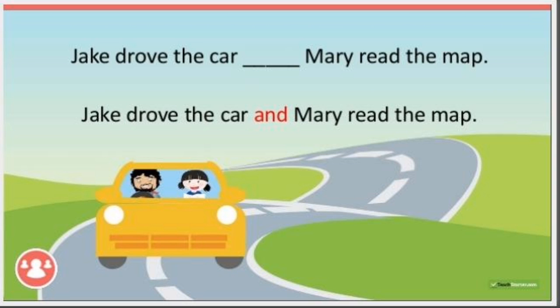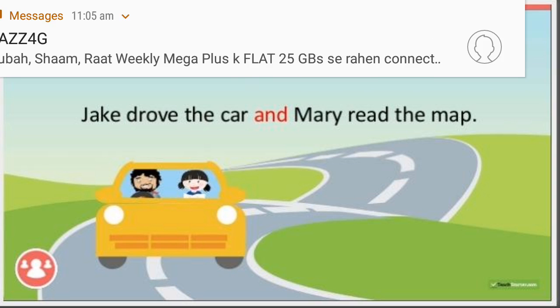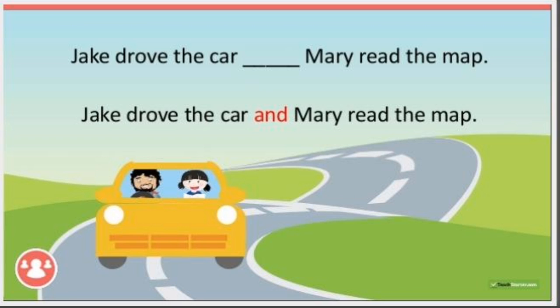Jack drove the car, dash, Mary read the map. Jack drove the car is an independent clause, and Mary read the map is another independent clause. And here we used a coordinating conjunction, and, to join these two independent clauses. Jack drove the car and Mary read the map.